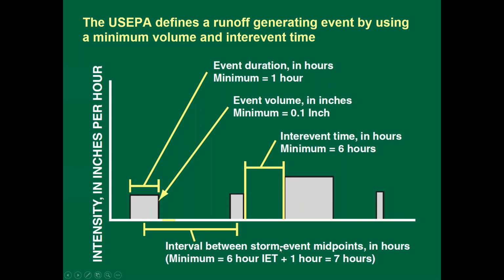And so the interval between storm event midpoints defines how many events per year get generated over a long period of time. Our minimum for that would be 6 hours inter-event time plus 1 hour. So if you had 2 1-hour storms, you'd have a half hour and a half hour to the midpoint, and you'd add those together. And so our minimum interval between storm events is 7 hours, according to the EPA definition.